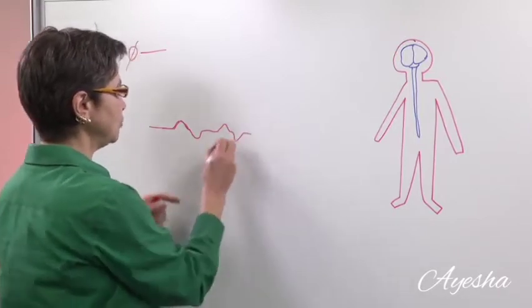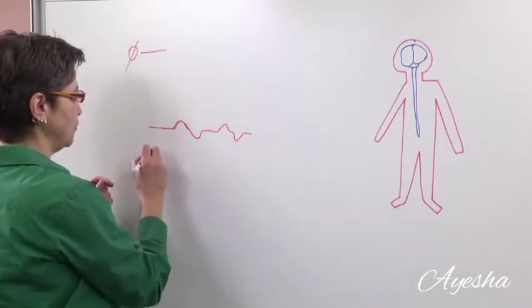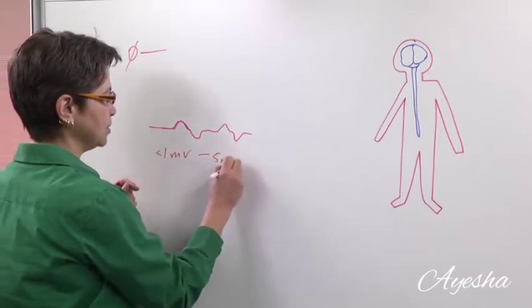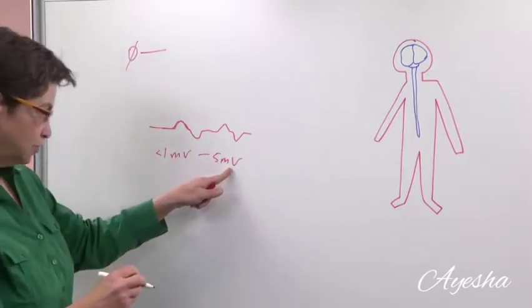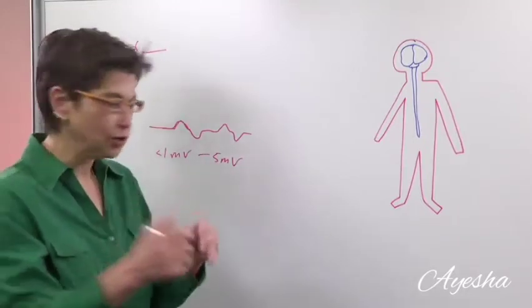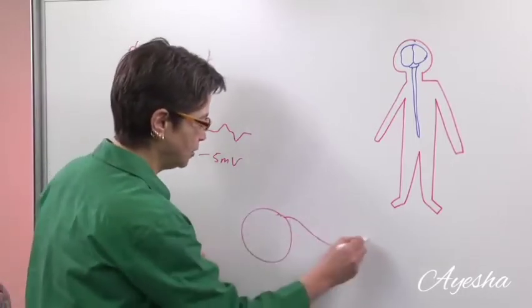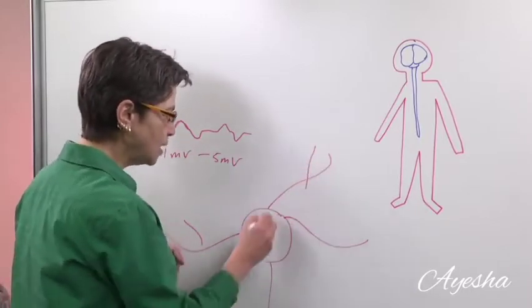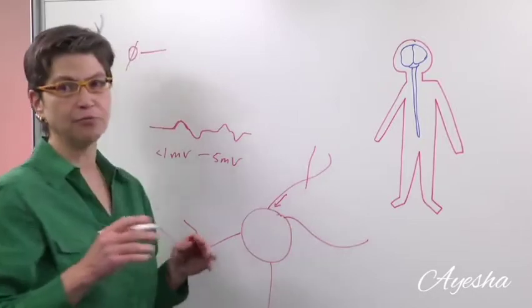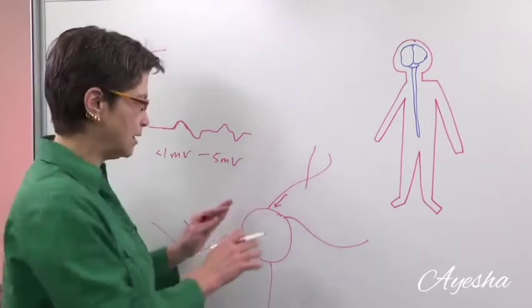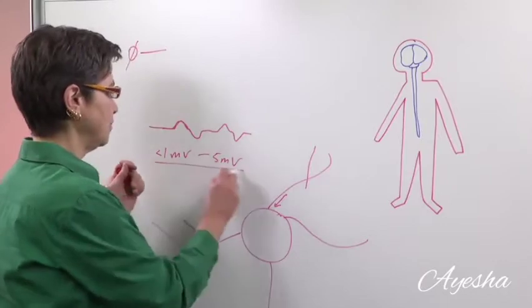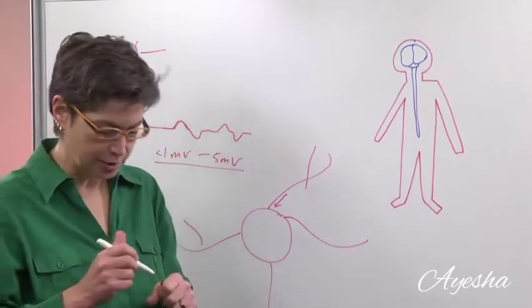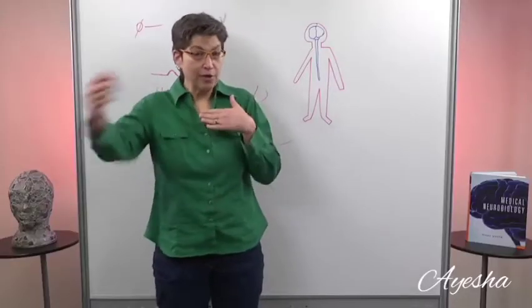And these small potential differences, which are on the order of less than 1 millivolt up to, say, 5 millivolts, can travel along the neuron. If these are the dendrites and here's an axon, they might travel, but they're going to peter out pretty quickly. So it's not going to work to simply rely on these small potential changes if we have to go long distances.